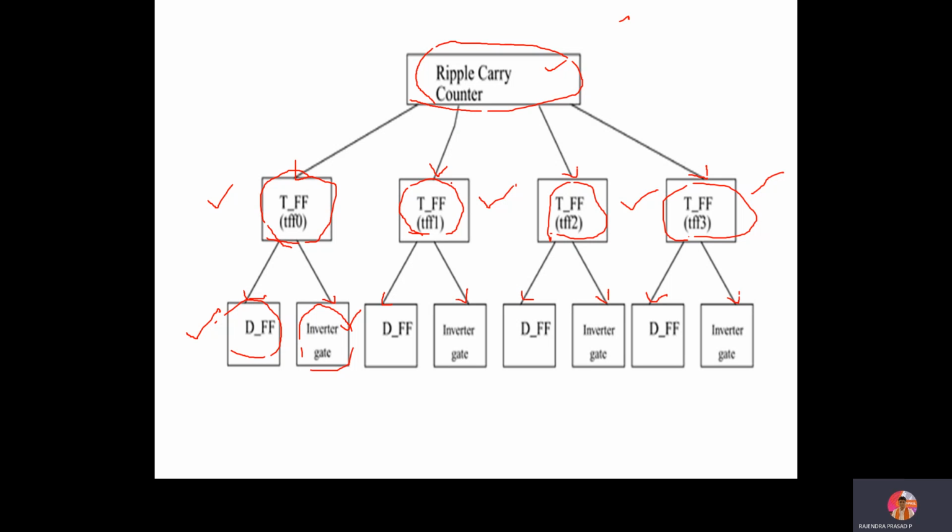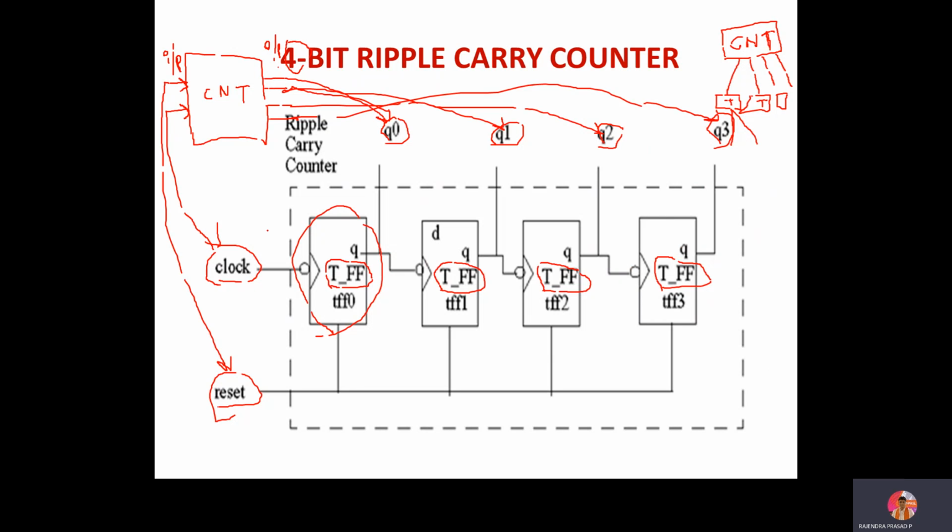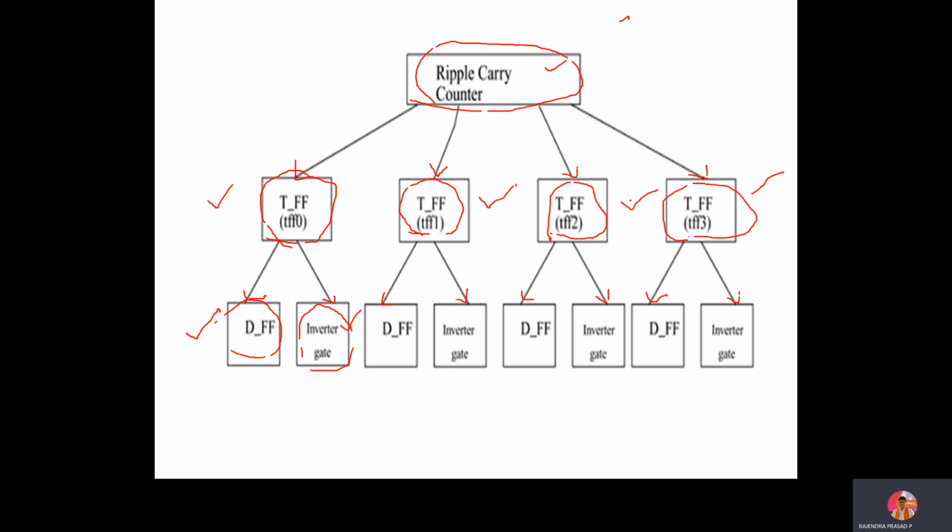Now I want to change it to the bottom to top approach. So what am I going to change? My implementation is the same. I want to implement this counter. I'm going to use this T flip flop, and I'm going to implement this T flip flop using this D flip flop and the inverter. So how will my procedure be now? I will start with this D flip flop and this inverter, and this arrow mark will be towards up.